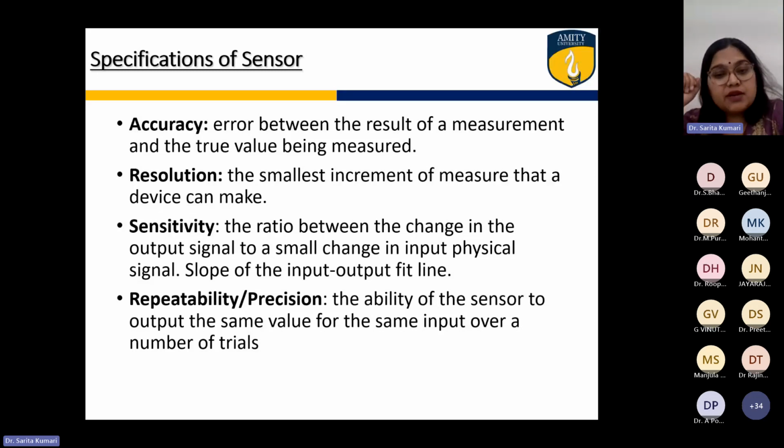So again, linearity is one of the very important criteria while designing the sensor or choosing the sensor. Then we have repeatability or precision. Repeatability means that if we are measuring the same parameter over and over again, it should give the same readings every time. If the readings are changing with time, then your instrument does not have good repeatability or it is not precise.